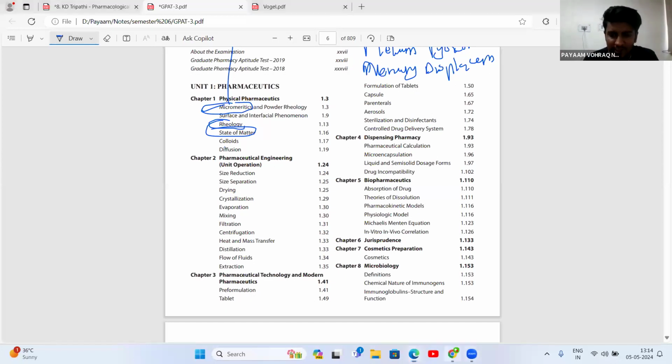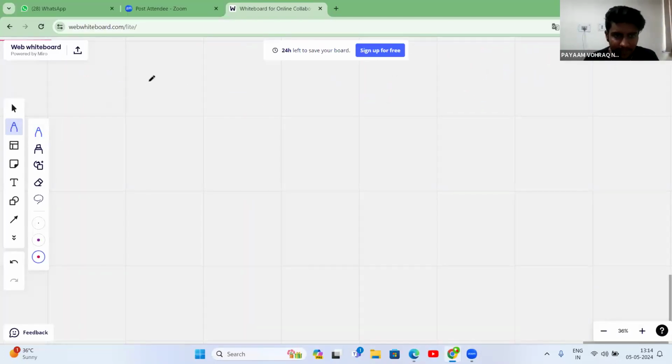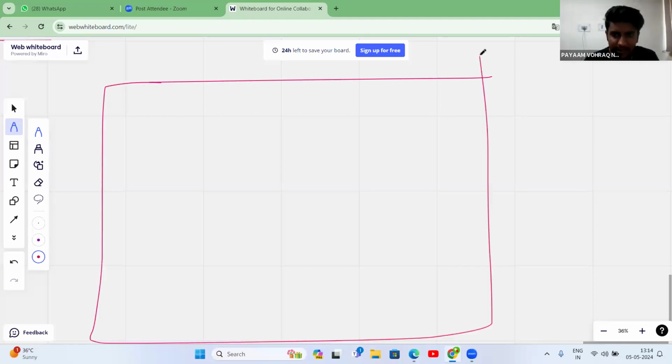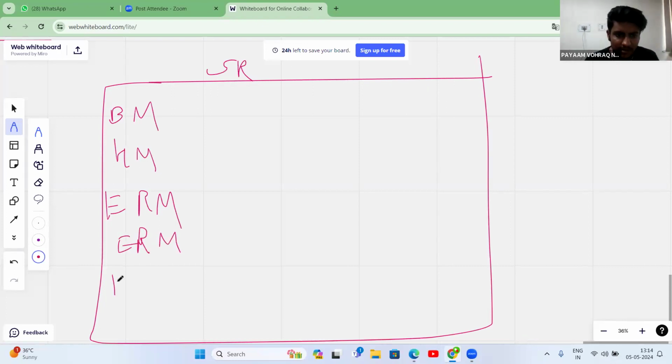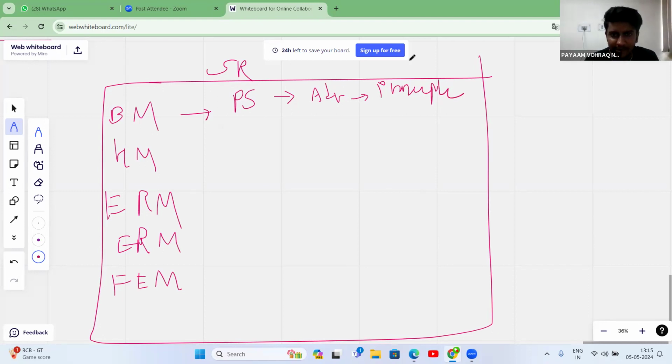So pharmaceutical engineering. For this, you need to make a table. What is going to be in this table? Suppose I'm studying size reduction. We have ball mill, hammer mill, edge runner mill, end runner mill, fluid energy mill. These are the different kinds of pulverization techniques. Then for ball mill, what is the particle size, what are the advantages, what is the principle? Impact and attrition is the principle of which mill? Impact and attrition is the principle of the cutter mill.